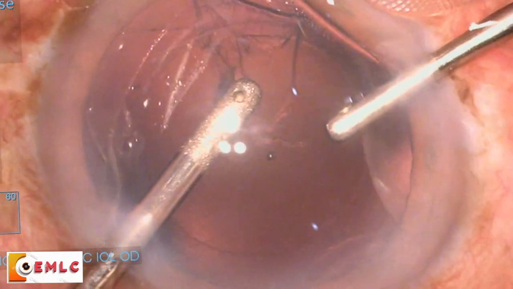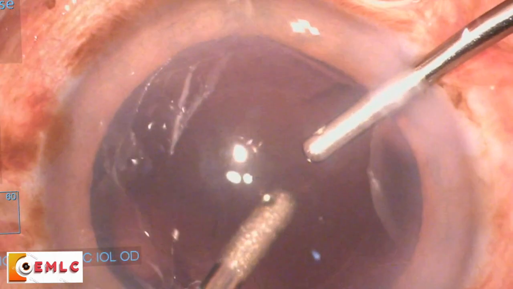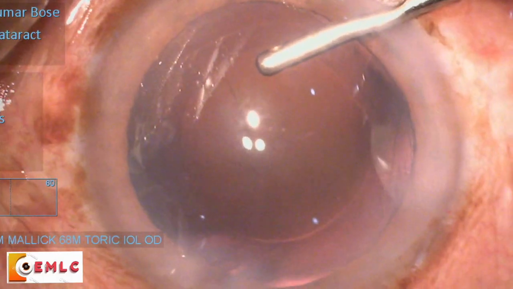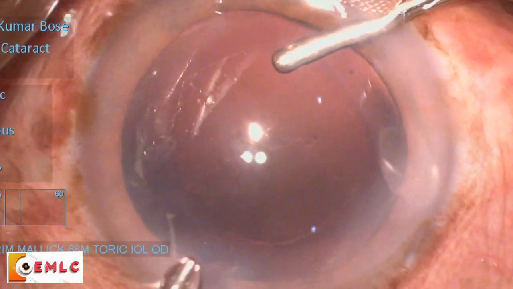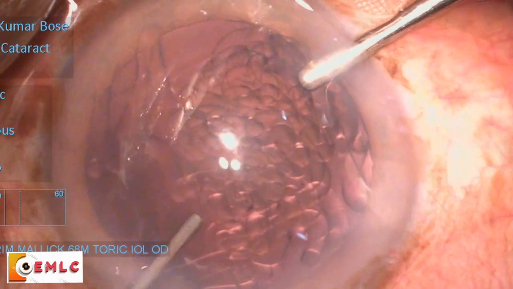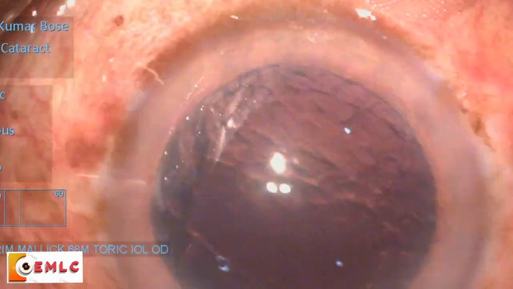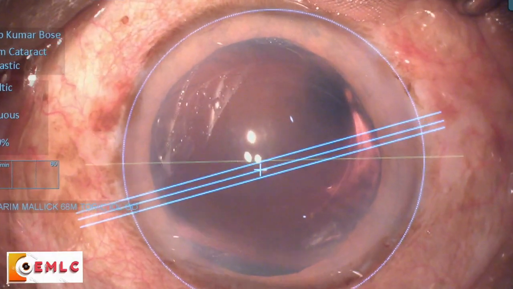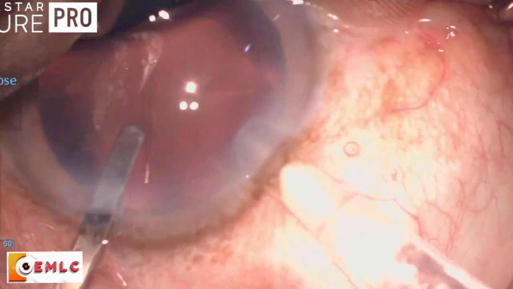Now, as you can see, I have made it a bit slow at a normal speed at this point. As you can see, when I took out the last fragment, I realized that there is a posterior capsular rupture on one side that is nearly at 3 o'clock position. I couldn't figure out why it had occurred.